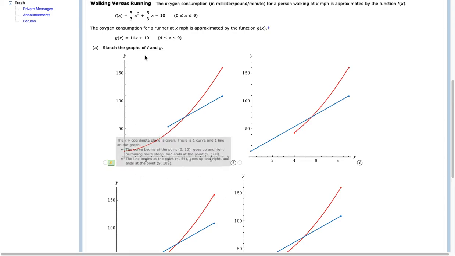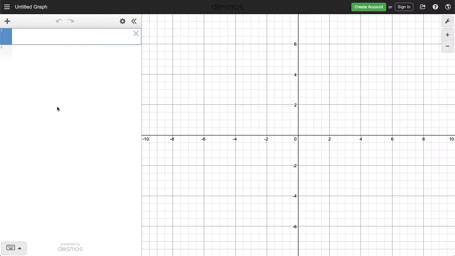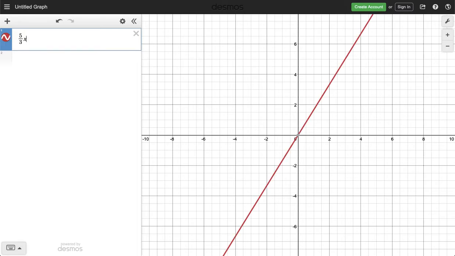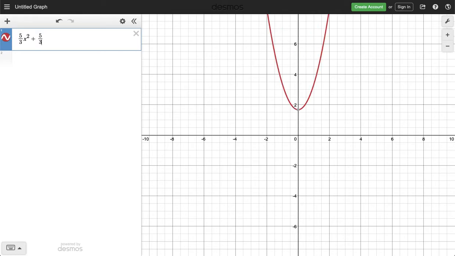The other thing I want to point out is that the x and y axes have a particular scale, which we practiced last week in our discussion forum. So I'm going to make sure I add that scale to my graph as well. The first one I want to graph is 5/3 x squared plus 5/3 x plus 10. I'm going to talk to myself while I do it. Is that what you guys do when you're working on these problems?